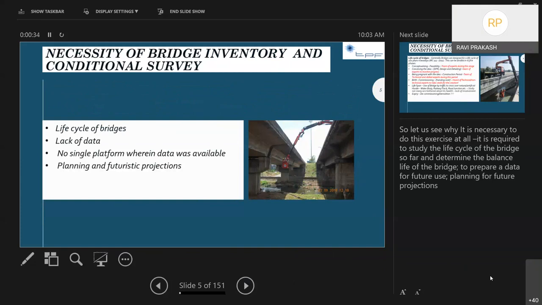So, the necessity of bridge inventory and condition survey. Why is it necessary to do this exercise at all? It is required to study the life cycle of a bridge so far and determine the balance life of the bridge. We are always worried about the balance life of the bridge. We are using the bridges. Most of the traffic which uses the bridge is not even aware if there is any distress in the bridge at all. And then there is a lack of data. As of now, the data regarding the life of a bridge or the condition of a bridge is not there at all, or is available in small bits and pieces. There is no single platform where data is available. Then planning of futuristic projects is required.